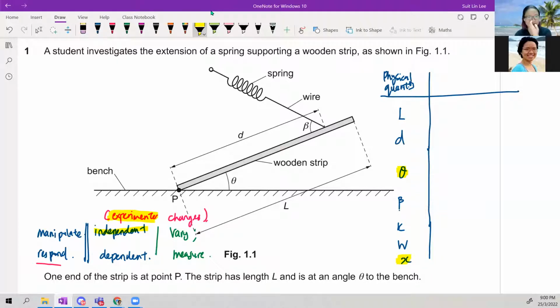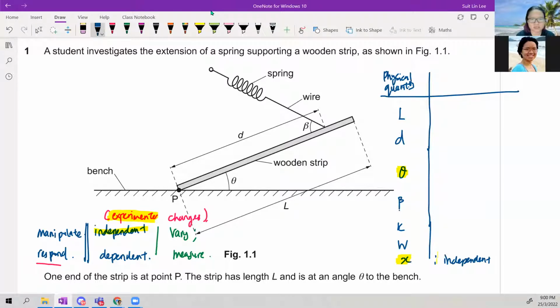So the angle is something that you can adjust, right? Maybe you just move the wooden strip a bit and let the spring extend. But it's very hard for you to fix the extension of the spring. It's like, oh, I know the exact angle to put so that the spring is exactly 2 cm. Very hard. So I'm probably going to guess that this one is the independent variable.